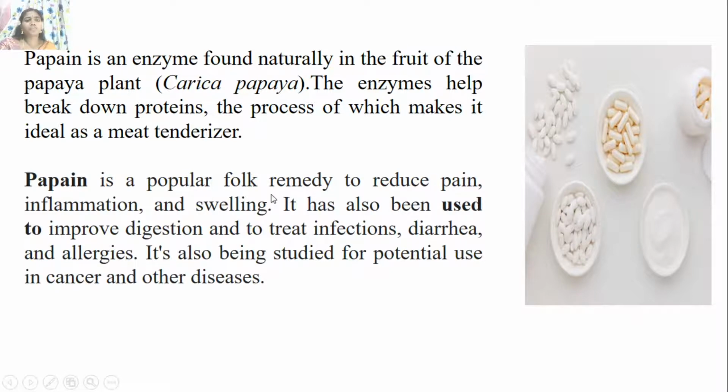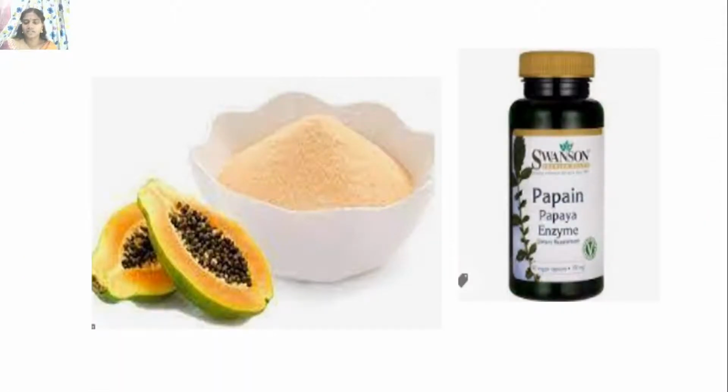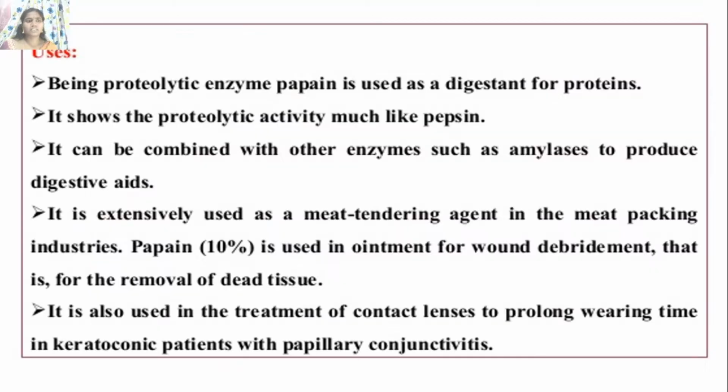Papain is a popular folk remedy to reduce pain, inflammation and swelling. It has also been used to improve digestion and to treat infections, diarrhea and allergies, and is also being studied for potential use in cancer and other diseases. This is how it is available in the market. The papain is extensively used as a meat tenderizing agent and in meat packing.